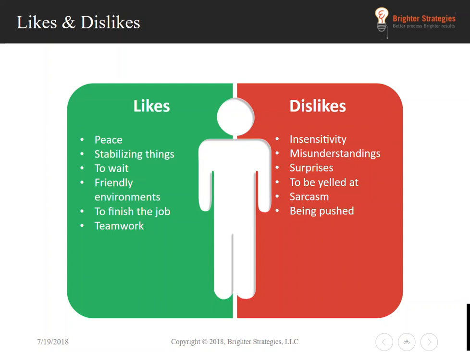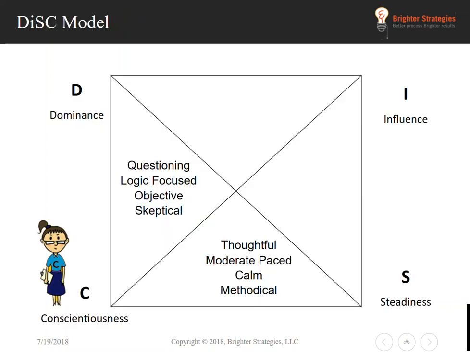The last one that we're going to talk about as part of the DiSC model are C's. C stands for conscientiousness. So as we talked about, as similar with the other models, they share with S's this thoughtful, moderate pace, calm, methodological approach, but they also share with D's the interest in questioning, logic, skeptical, being objective.